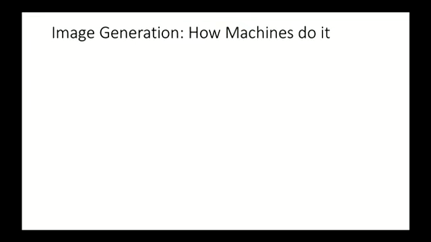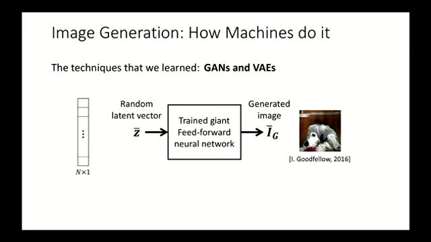So let's ask this question, right? This is a lecture about image generation. So how do machines do it today? We have learned about GANs and VAEs. So they do something like this. They take a random vector of some n dimension, they pass it through a feed-forward giant neural network, and they hope to see a good image.